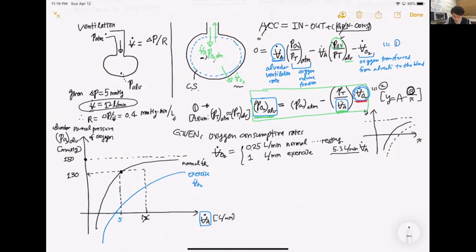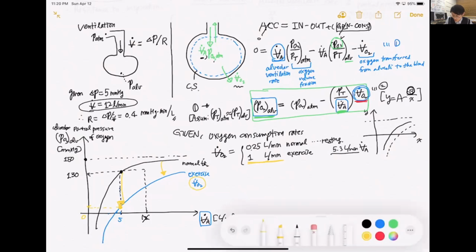Then suddenly we start to do exercise. What happens? The curve shifts this way because the oxygen transfer from alveolus to the blood, the demand, becomes higher. That means at the same alveolar ventilation rate, it goes to this point, which is very, very low, almost 0. So inside the alveolus, the partial pressure of oxygen precipitously decreases to almost 0, which is, of course, not great. In that case, we cannot sustain this state because there's not enough oxygen partial pressure left in the alveolus.